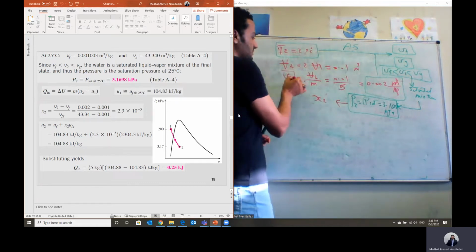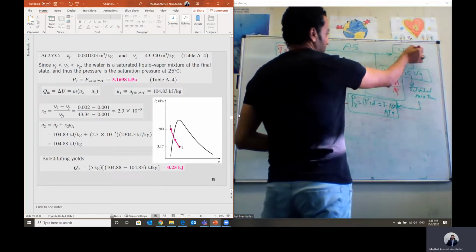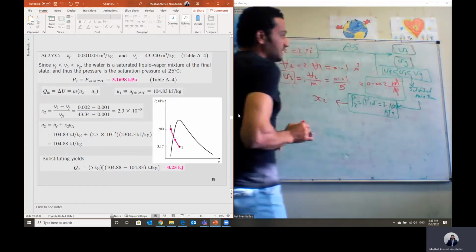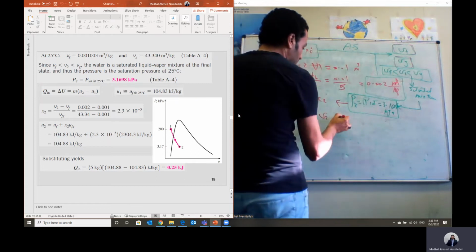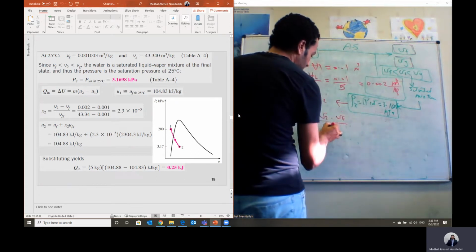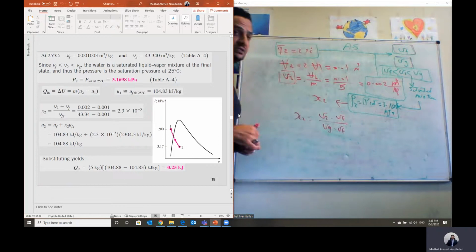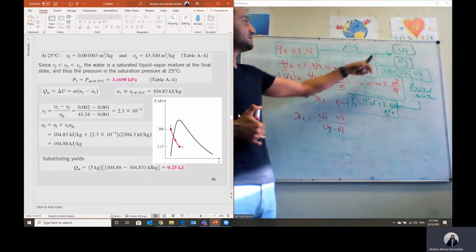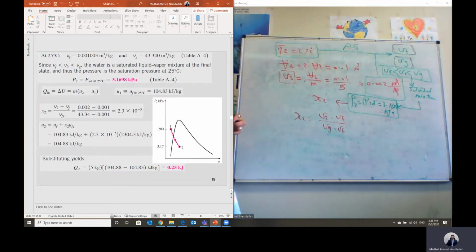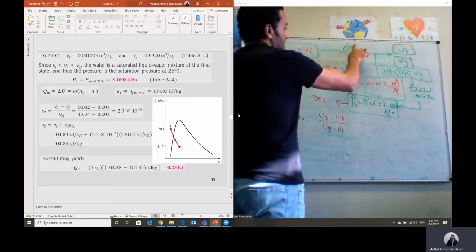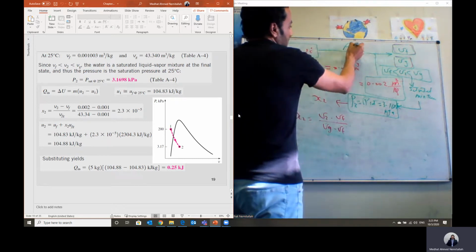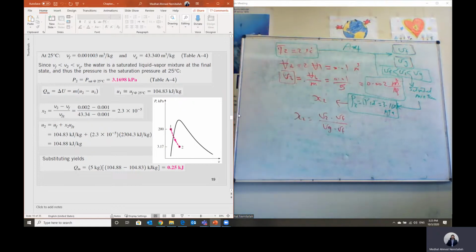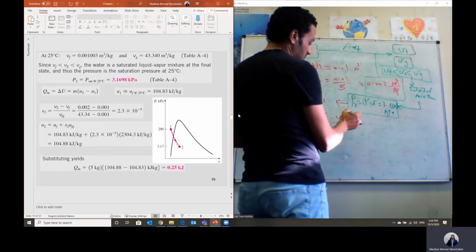Given the specific volume V2, and in this case we have V fluid and V gas from the table, and the state is saturated mixture, so we can say X2 will equal to V2 minus V fluid divided by V gas minus V fluid. The values of V gas and V fluid we can get at this given temperature from table A4. Then we can substitute to calculate the value of X2.